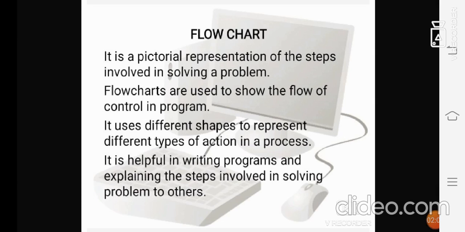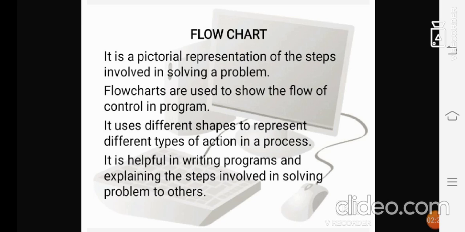Okay, what is flowchart? Last class we were learning, students. I hope you all were watching the videos. I want all the students to please watch the videos, then only you will understand completely about the lesson we are studying. So I hope you all have watched the video.